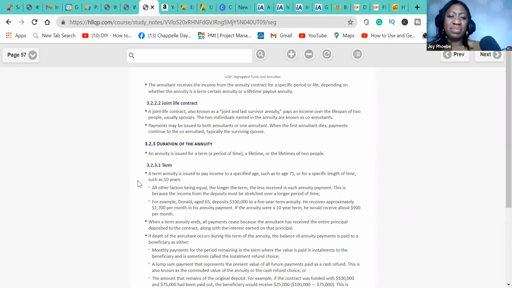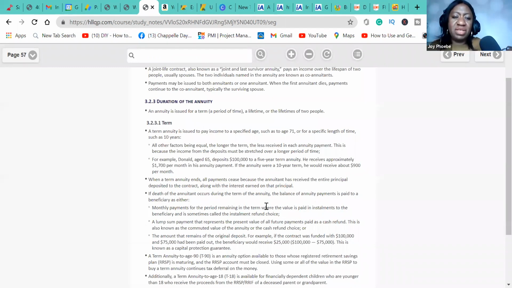All right, so we move on to joint life contract. A joint life contract, also known as a joint and last survivor annuity, pays income over the life of two people, usually spouses. The two individual names in the annuities are known as co-annuitants. Payments may be issued on both annuitants or one annuitant. And when the first annuitant dies, payments continue on the co-annuitant, typically the surviving spouse.